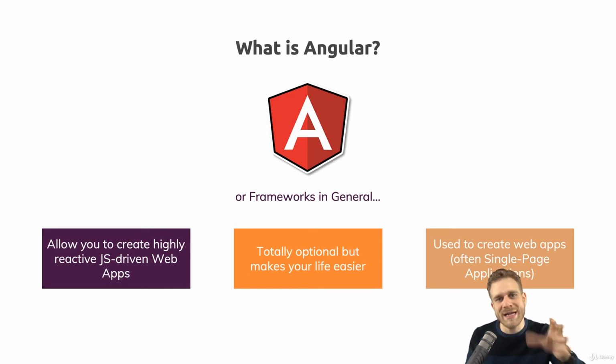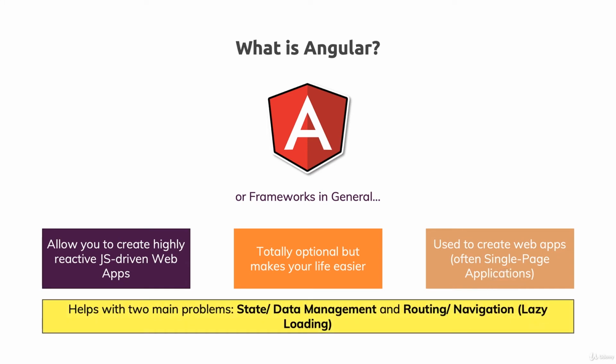Now, in an Ionic app, we essentially would want to use a framework like Angular because it helps us with complex problems like state or data management between different pages, for example, which can become quite difficult in bigger apps. And it helps us with things like routing or navigation, so switching between these different pages and passing data around between them and so on. And I will come back to this later in the course.